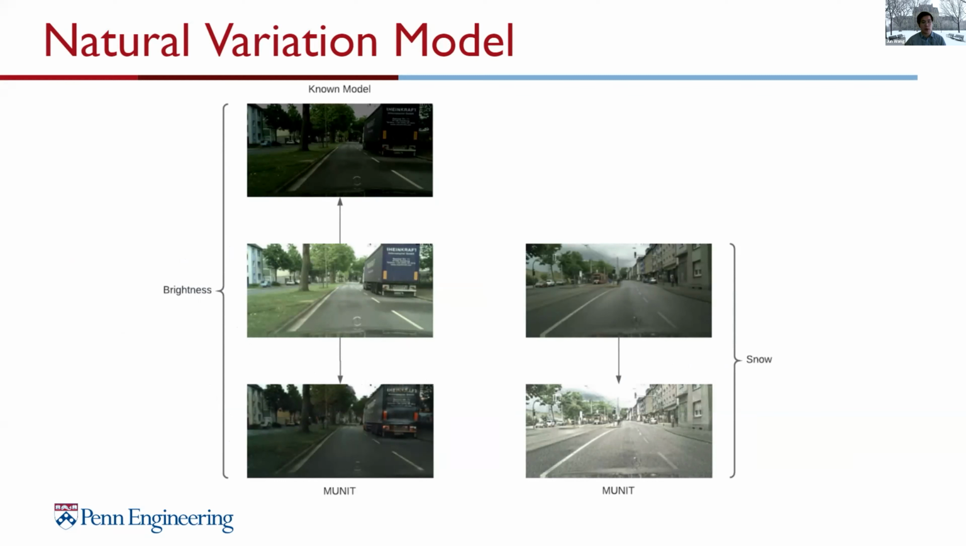In the middle part, we see we have no snow effect here, but we can use the MUNIT model to transform the image with some snow effect applied. But here, notice that for the snow condition, it is not trivial to apply a snow condition with a known model, which will require extremely more extra computation resources. So here we do not use the known model for a snow condition.